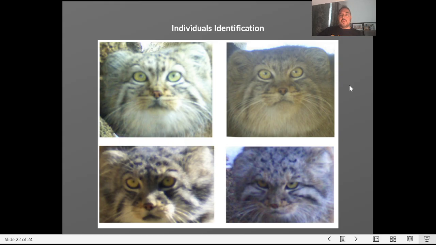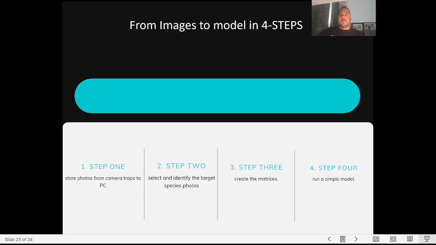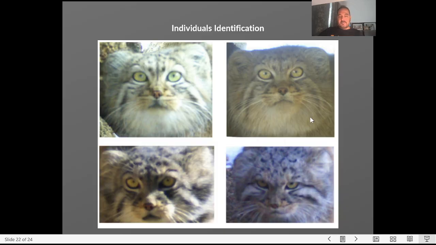So when you set the camera, if you are interested in making a population estimation, you should be very careful to set the camera in a way that identification is facilitated. The first step will be to open the photos on the PC and identify the target species, like in our case, the Pallas cat. Just go here. This is individual one.